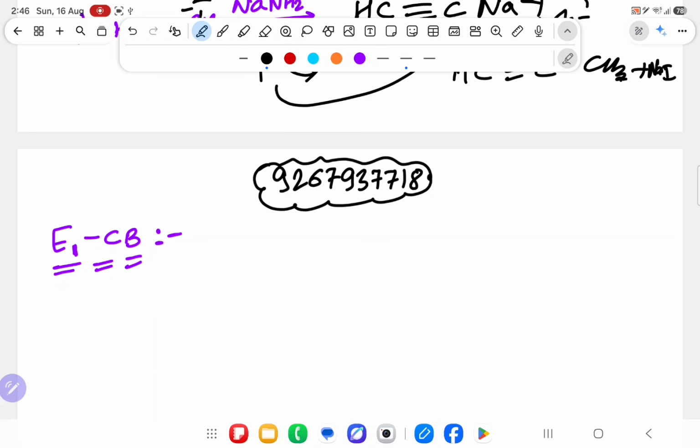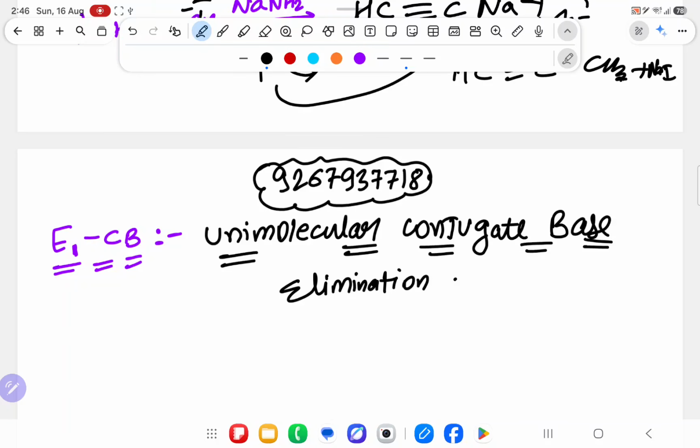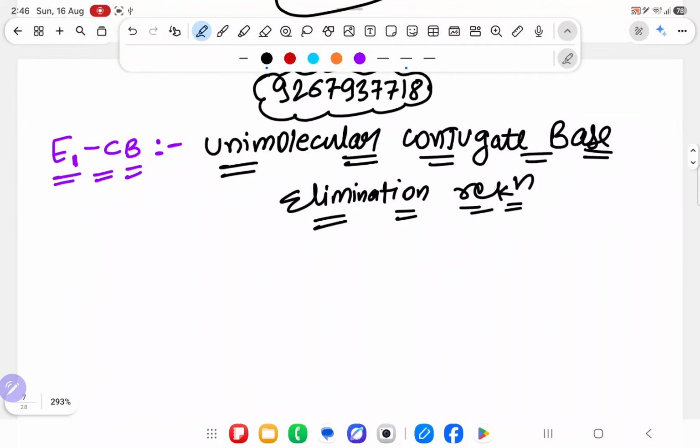Now teach. Okay. Now E1CB is unimolecular conjugate base elimination reaction. Elimination reaction means, E means elimination, 1 means unimolecular, CB means conjugate base.